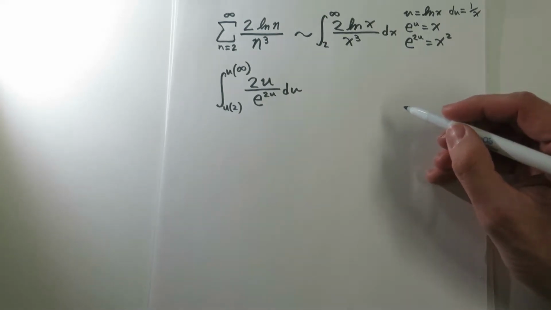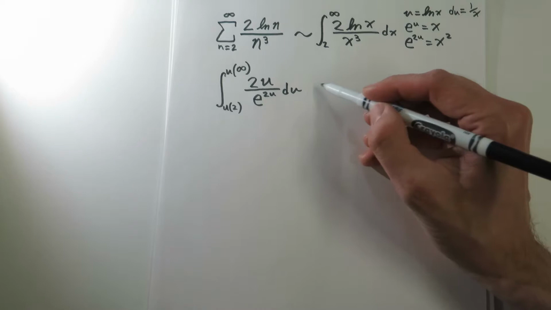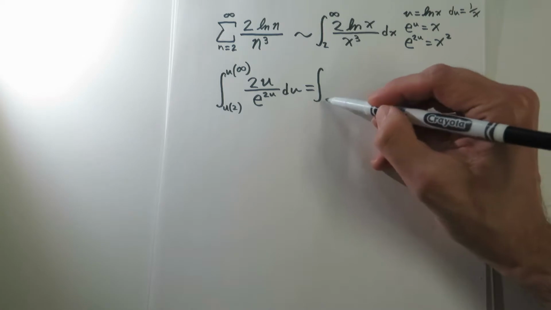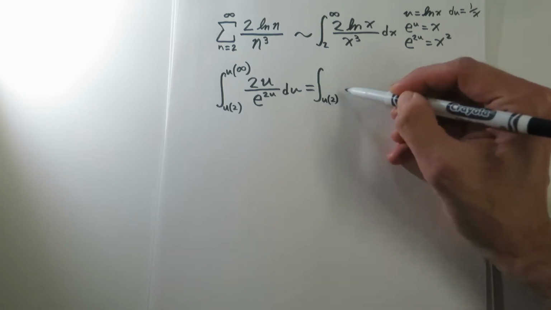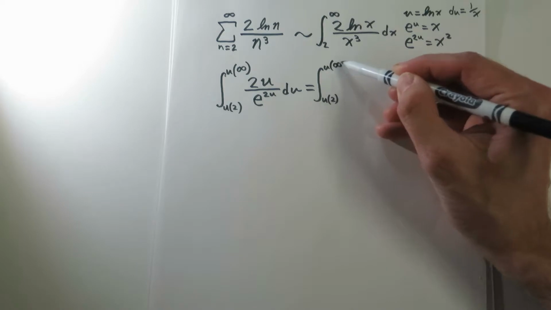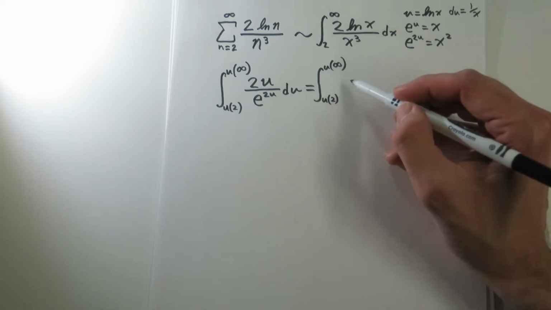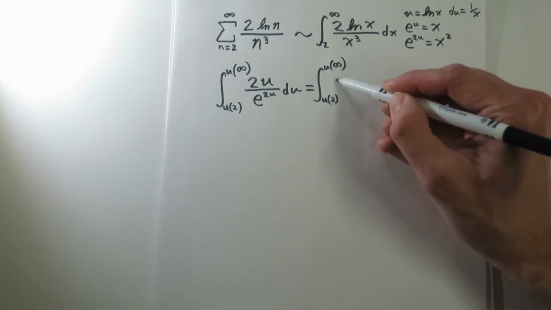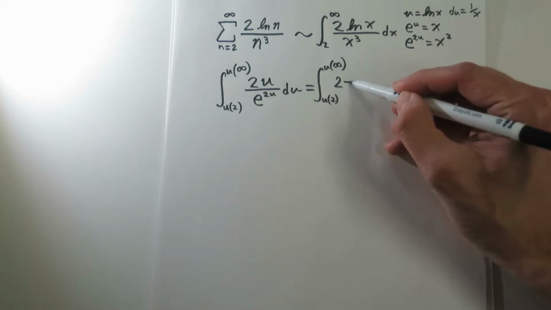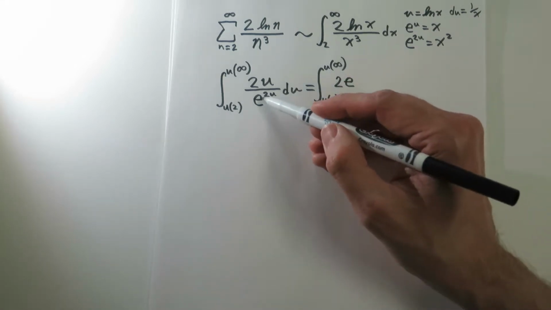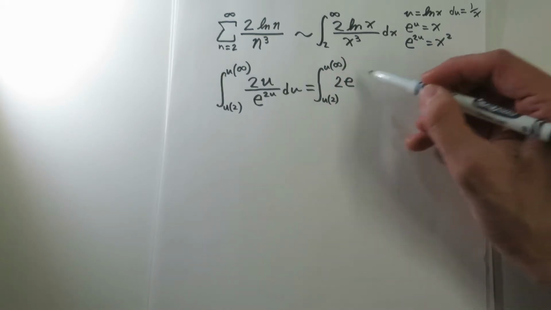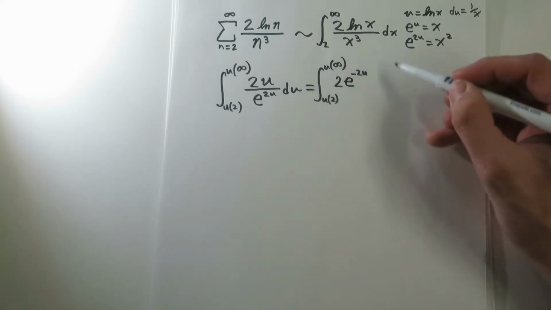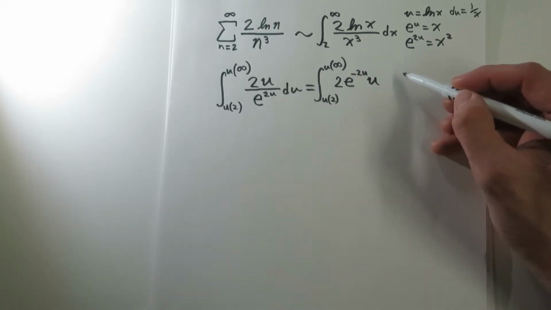Alright. And we can rewrite this as the integral from u of 2 to u of infinity. And I'm just going to put all of this on one line here. So we have 2 times, and down here in the denominator we had e to the 2u, so I'm going to write e to the negative 2u. That just means that it would be in the denominator, times u du.